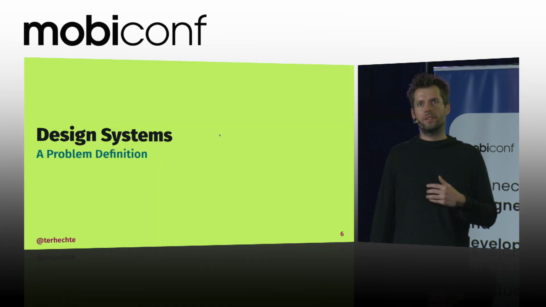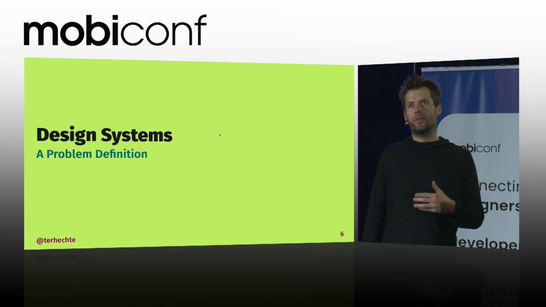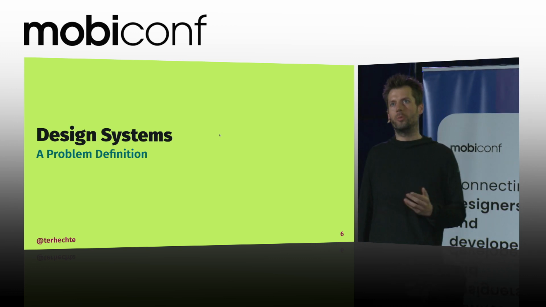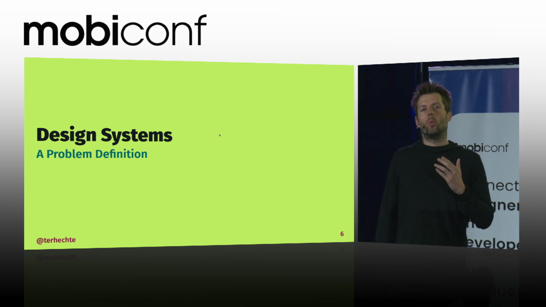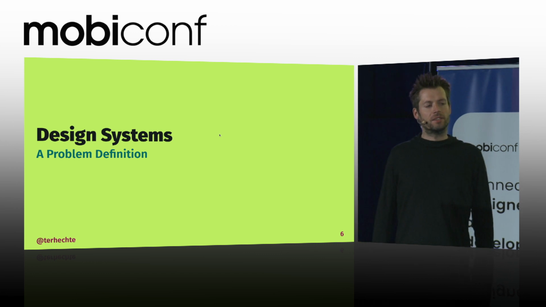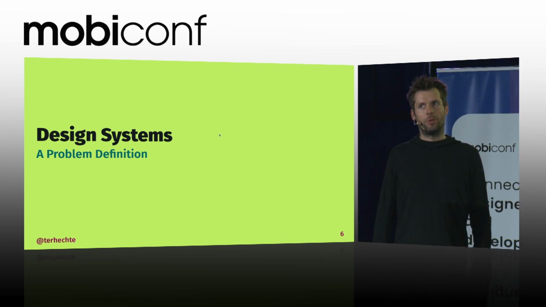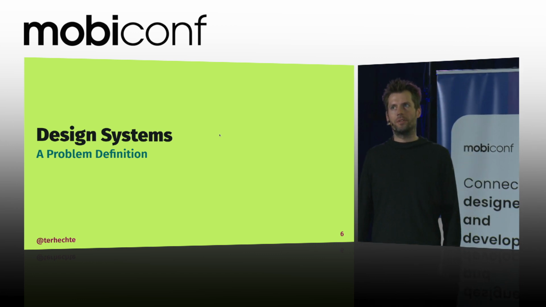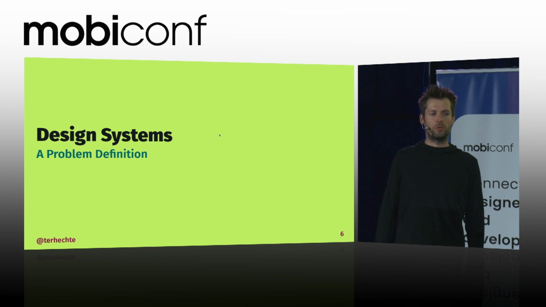In order to understand a solution, you kind of have to understand the problem. So before I can even explain what design systems are, I want to briefly talk about what kind of problems design systems even solve. And so let's go into the problem definition. Let's try to see what is the problem that we're trying to solve here.